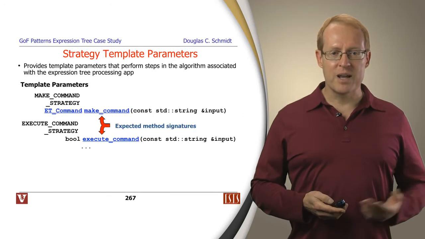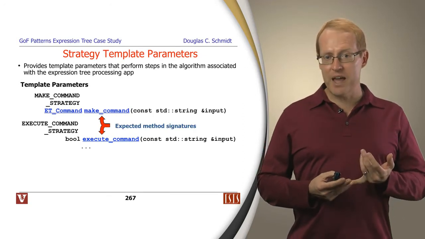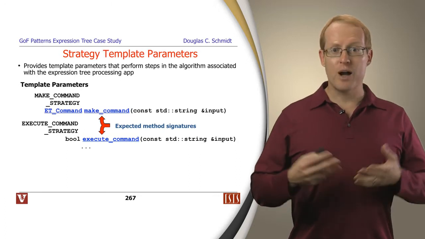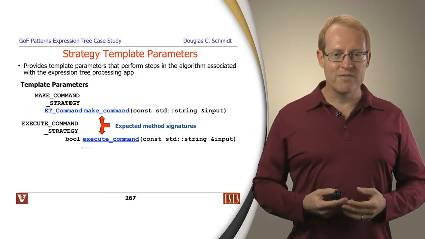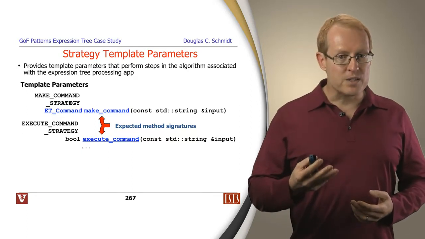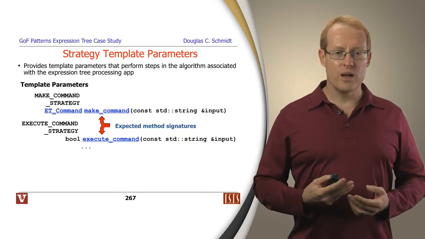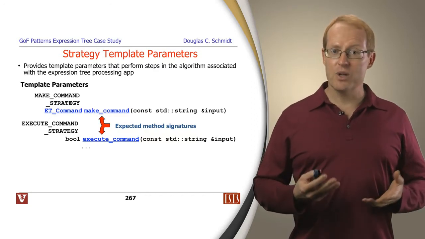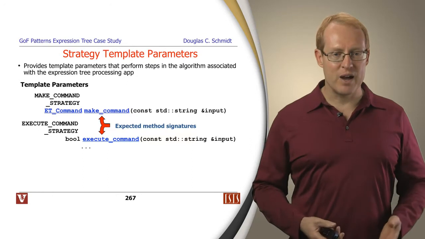We're going to have these different template parameters. We're going to have a make command strategy. We'd have an execute command strategy. We'd have a prompt the user strategy. We'd have strategies for anything we need to do that might vary. The expected signatures we have would include a make command method for the make command strategy and an execute command method for the execute command strategy.